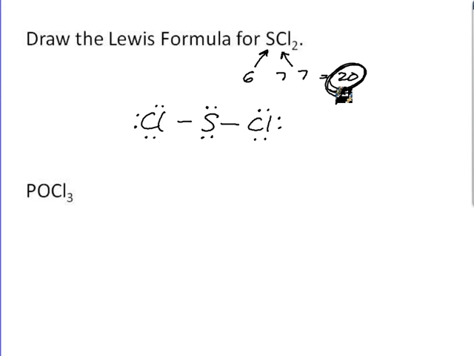What I want you to do is go ahead and try the POCl3 molecule, see what you can come up with that one. Remember, count the total number of valence electrons, get that least electronegative atom to put in the center, put all the other ones around it, distribute the electrons to the outside, distribute them to the inside, and see if you can come up with the correct structure before you watch the second part of this video.